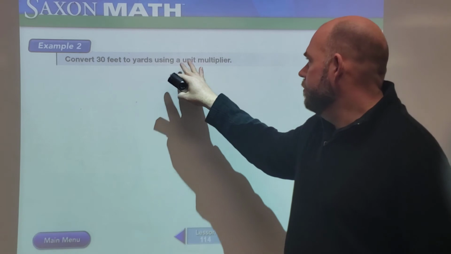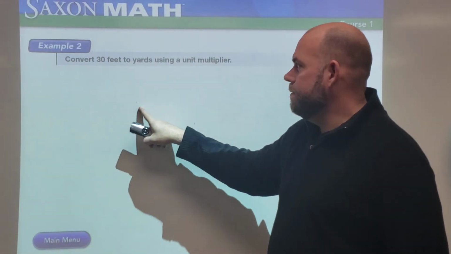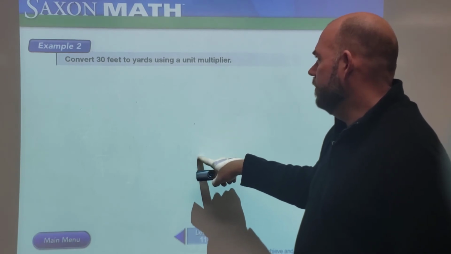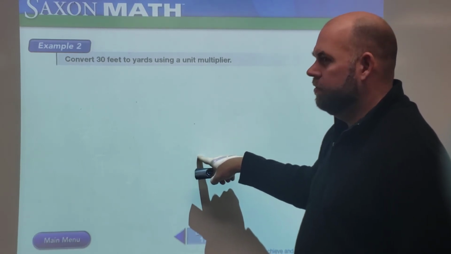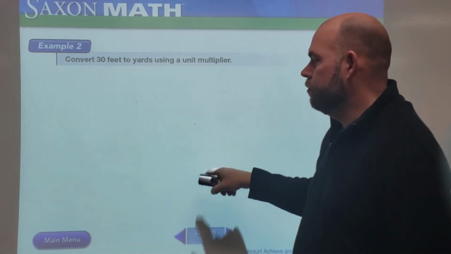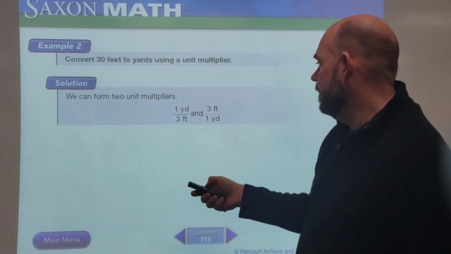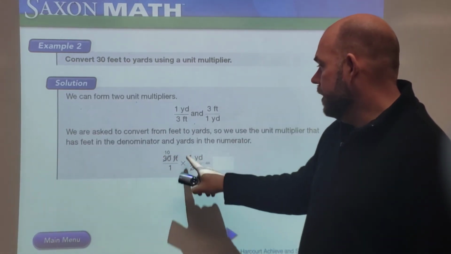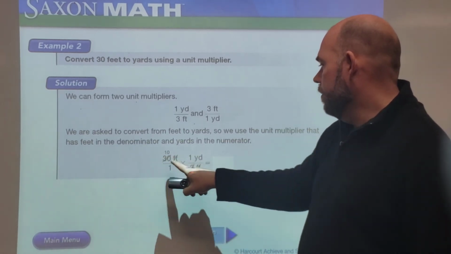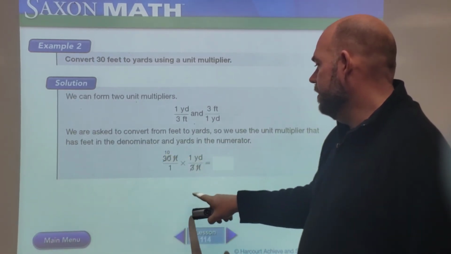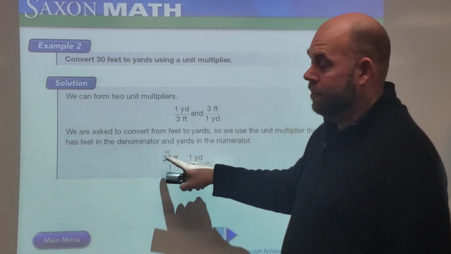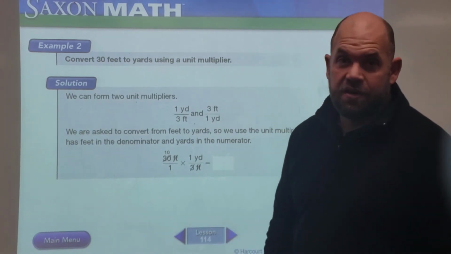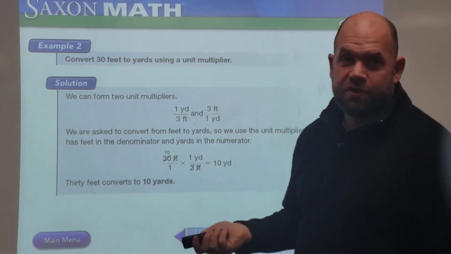Convert 30 feet to yards using a unit multiplier. So again, we're going to have 30 feet over 1. So we want feet on the bottom. 1 foot is how many yards? So we'd say 1 yard on top equals 3 feet on bottom. That's how we'd set it up. So it'd look like this. We have 30 feet. And then here, 1 yard over 3 feet on bottom. So again, the feet cancel out. We can cross multiply. 30 divided by 3 is 10. 3 divided by 3 is 1. Now we have 10 times 1 yard equals 10 yards over 1. So it converts to 10 yards.